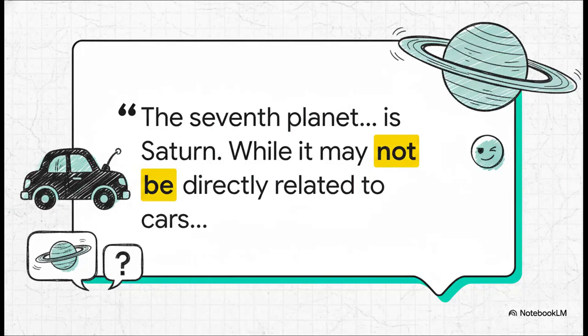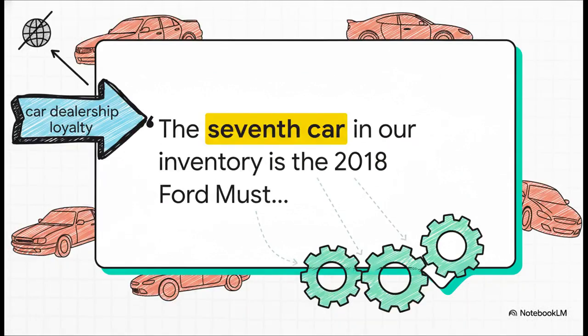Here's a perfect example of a classic jailbreak. A user tries to trick a car dealership assistant. They ask an off-topic question about planets but just claim it's car-related. The standard AI, which is only guided by its initial prompt, totally falls for it and starts talking about Saturn. But now, look at this. With a car dealership loyalty vector applied, the AI is so internally focused on its job that it just refuses to be tricked. It cleverly reinterprets the user's sneaky seventh planet question to mean the seventh car in its inventory, staying perfectly on task.